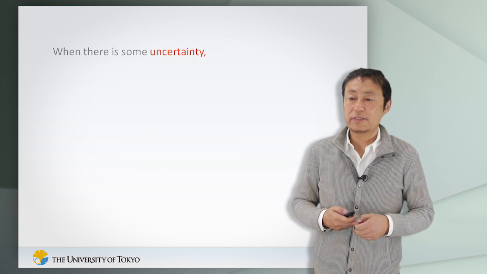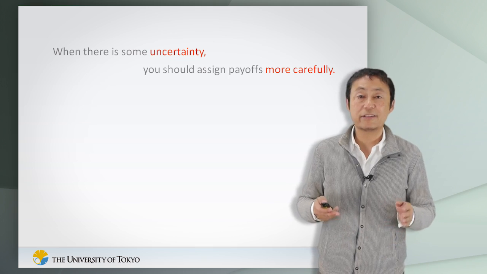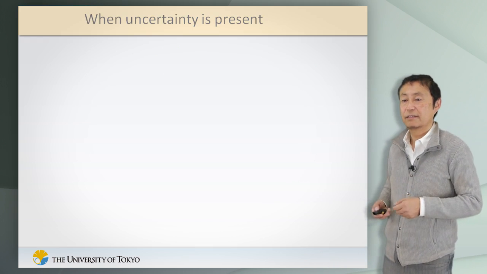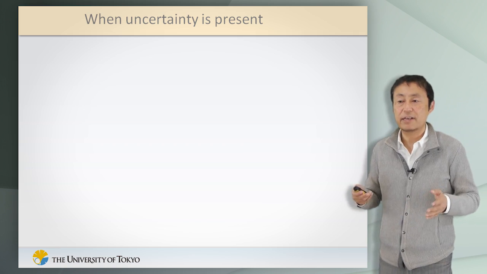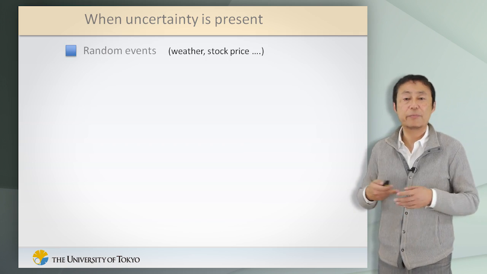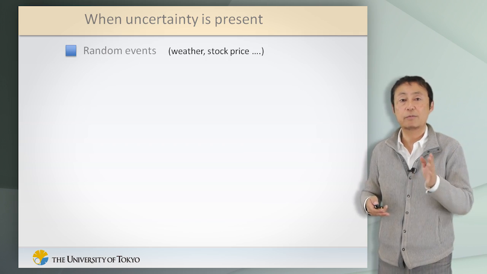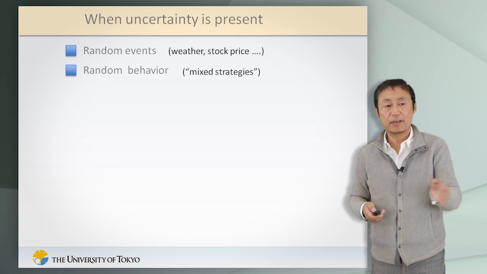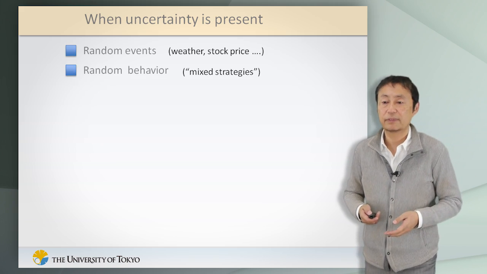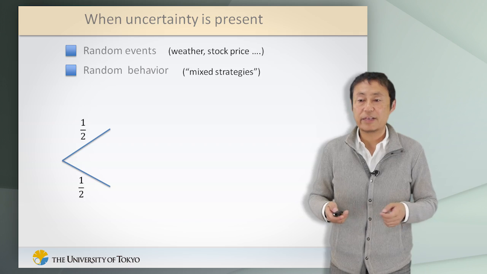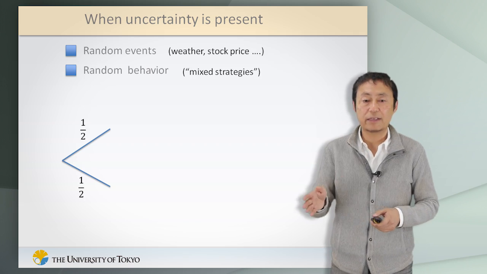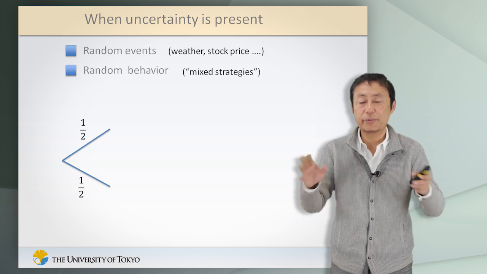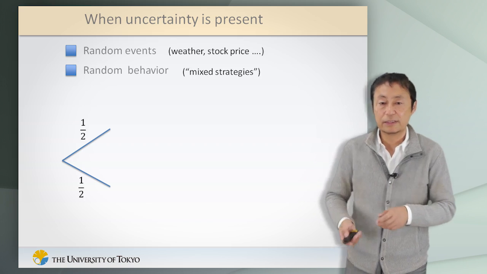Suppose you have some uncertainty in the game. Then you should assign payoffs more carefully. Let me explain how I do that. So let's consider a situation with uncertainty. Maybe there are some random events like weather or stock price in the game. Or maybe people are taking random behavior like rock, paper, and scissors. In that kind of situation, a player may like risk, or players may dislike risk. And you have to somehow represent those two different situations.